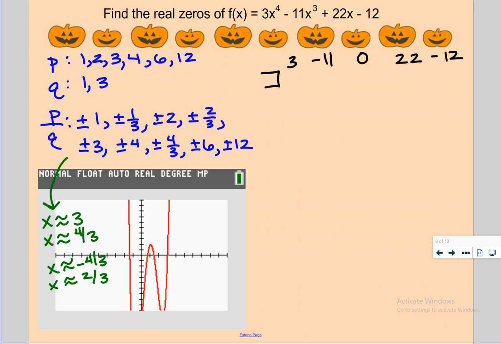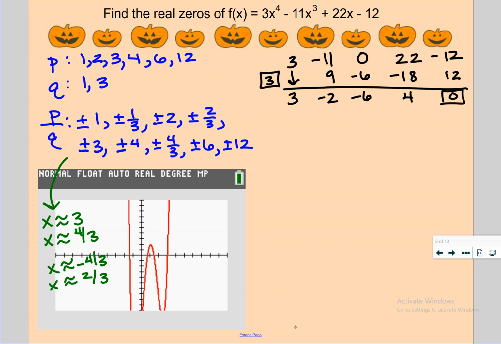All right, let's try 3 first. If it doesn't work, we'll try another number. No big deal. Let's hope we get a 0 remainder. So we're going to bring that first number down 3, multiply 9, add -2, multiply -6, add -6, multiply -18, add 4, multiply 12, add 0. Good. Okay, so final answers, x equals 3 is an answer. I'm missing 3 more of them.